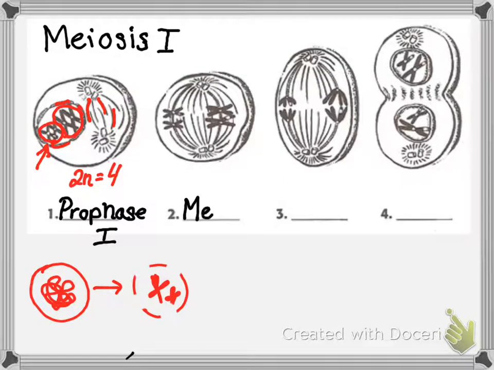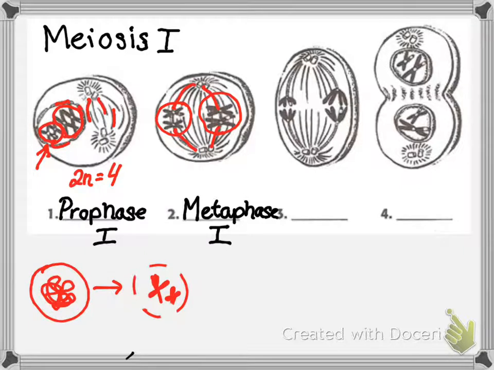After prophase 1 comes metaphase 1. In metaphase 1, the chromosomes line up in the middle. But again, we have them lining up as pairs. So we have pairs of homologous chromosomes lined up in the middle. The other thing that happens in metaphase 1 is the spindle attaches to our centromeres so that you can separate those homologous pairs.